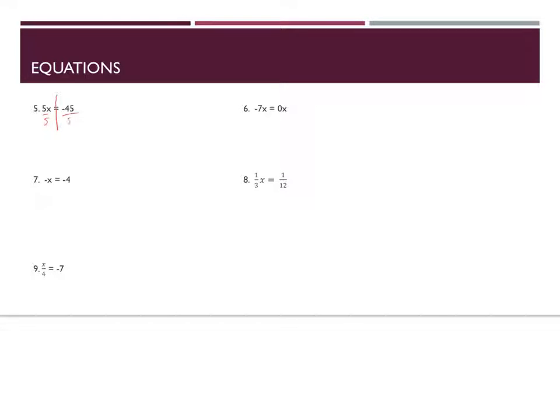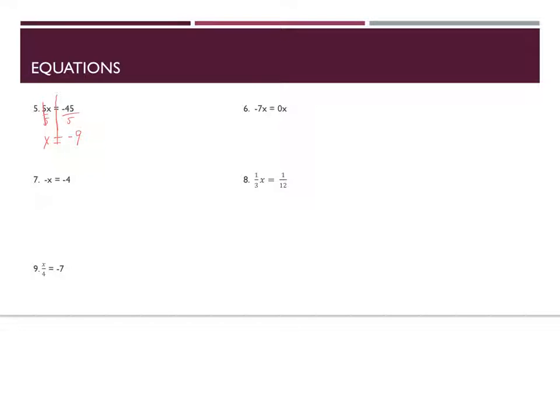And again, the same rule applies. If I divide it on the left, I divide it on the right. 5x divided by 5 leaves you with x. Keep your equal sign in the same place. And negative 45 divided by positive 5 is negative 9.